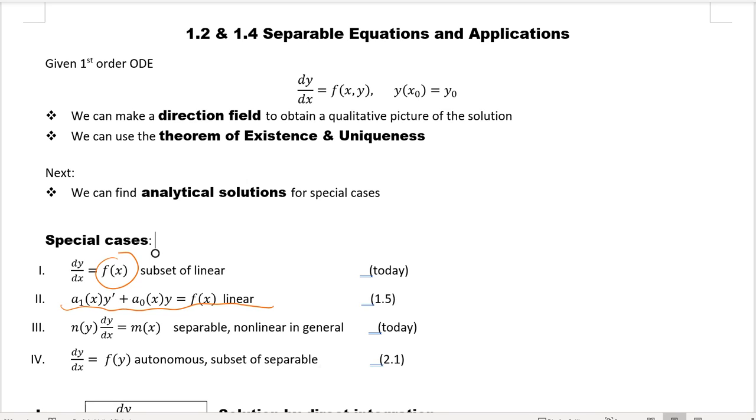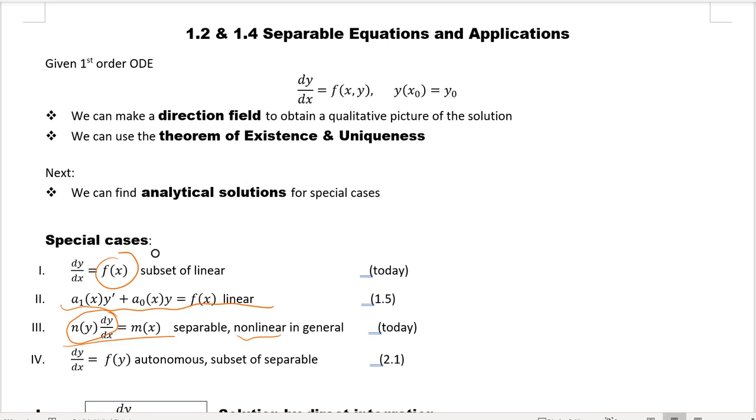And then the next one, separable ODE. You can see on the left hand side, we can move all the y to the left hand side and all the x to the right hand side. So this is a separable ODE, and usually it's nonlinear in general. And we are going to talk about that today.